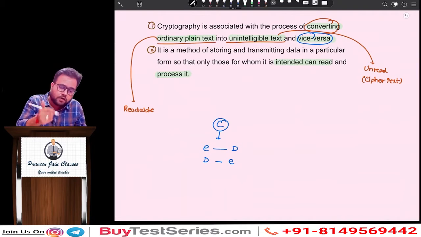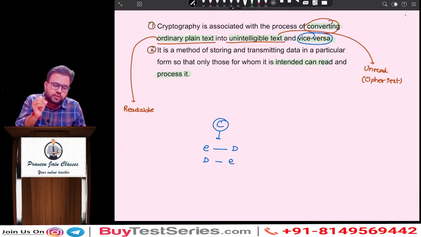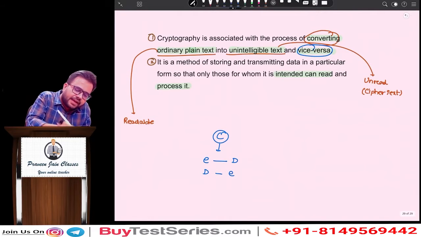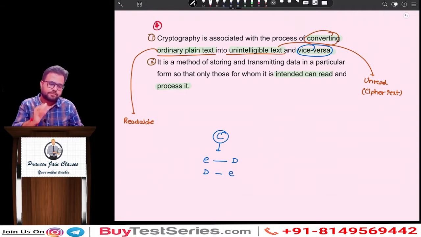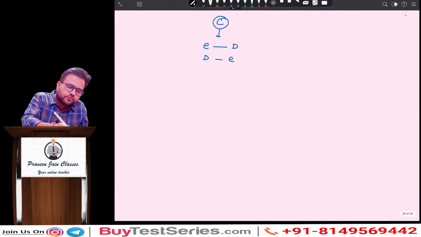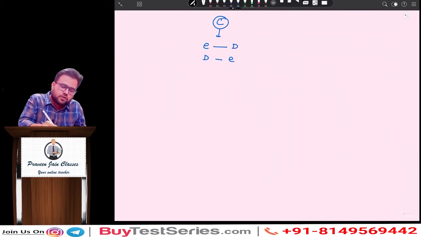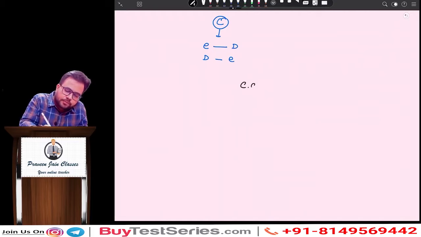It is a method of storing and transmitting data in a particular form so that only those for whom it is intended can read and process it. Okay? So in simple language, I try to explain something called what? Crypto. Okay. So let's come back to our discussion. So we were discussing something called cryptocurrency.